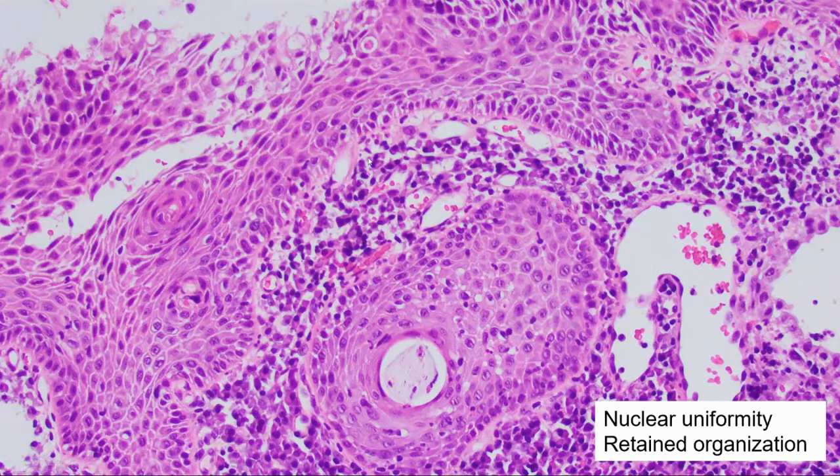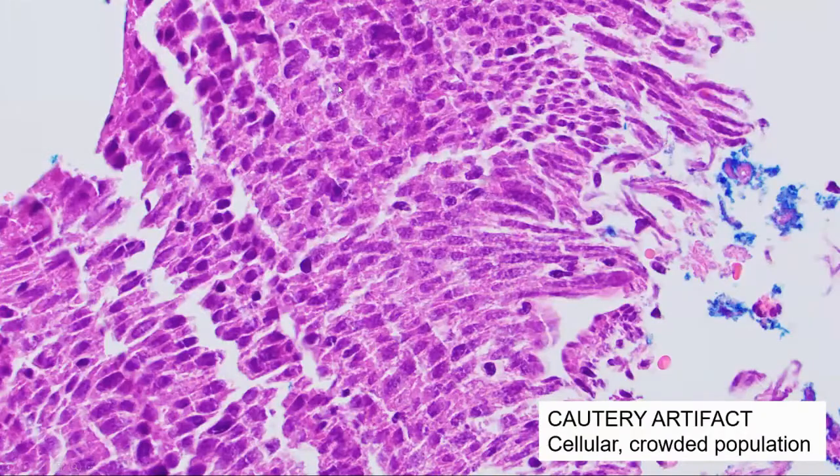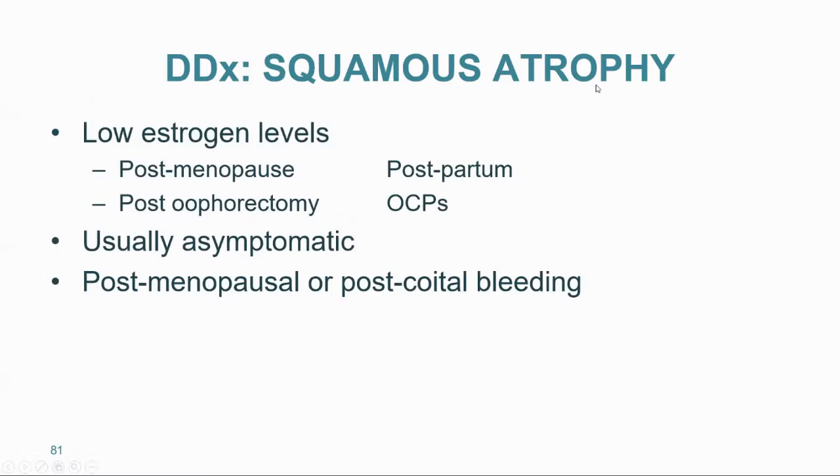You can see the nuclear enlargement here, but it's not associated with irregularity in the size of the nuclei or irregularity in the shape of the nuclei. And there is retained organization at the base and as the population matures towards the surface. Cautery artifact may make these areas look even more worrisome than they really are. I usually avoid interpreting things at the cautery edge, and I move to areas that are better preserved.